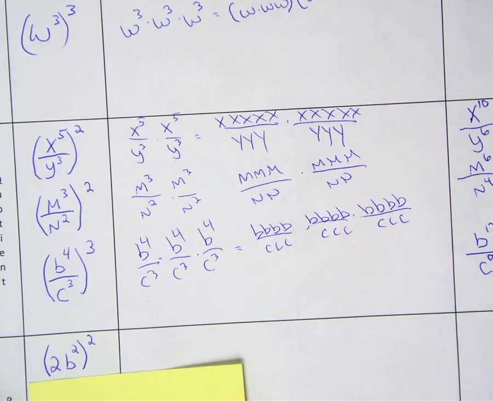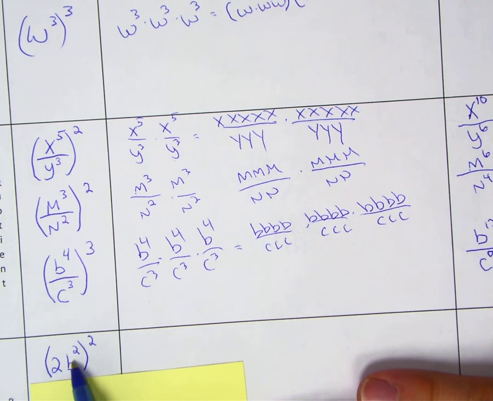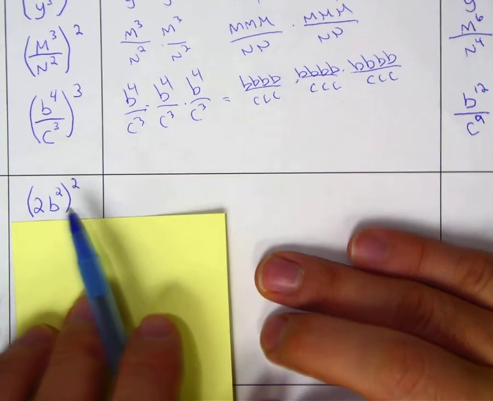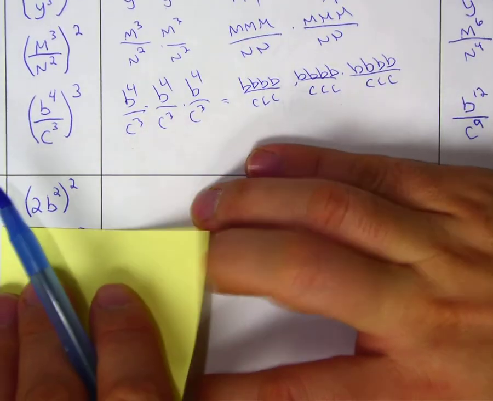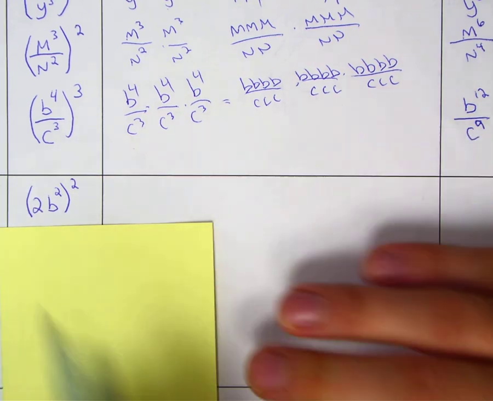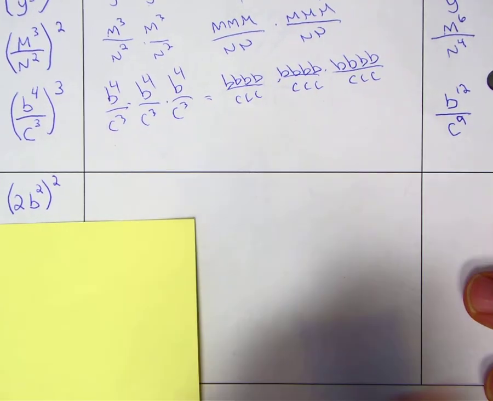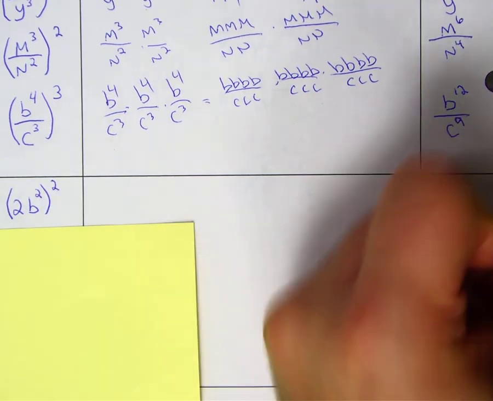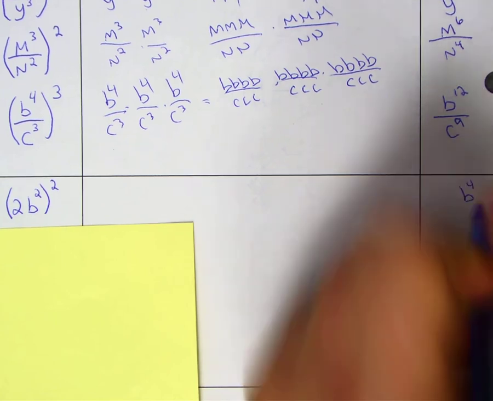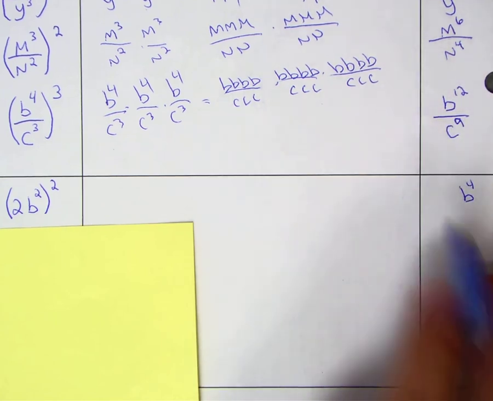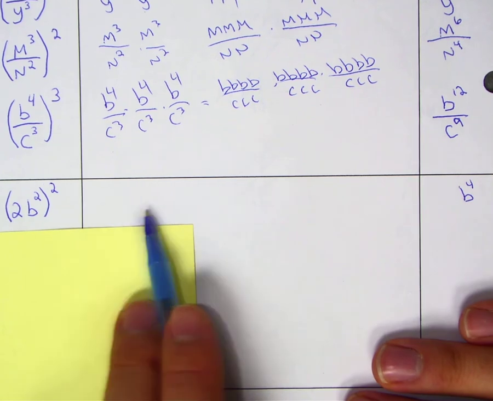is the power of a product rule. All right, so this is where we've got two things that are being multiplied together, but we're taking it to a power. So we've got 2b to the second, all to the second. Now, a lot of people, when they write this out, would say, all right, b to the second, that is b to the fourth. And then they just put the 2 in front.